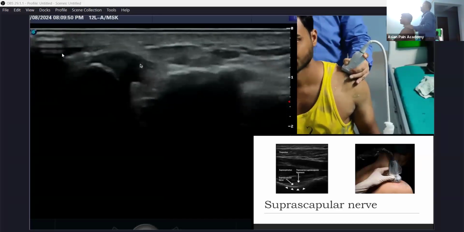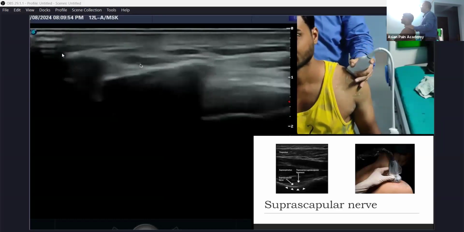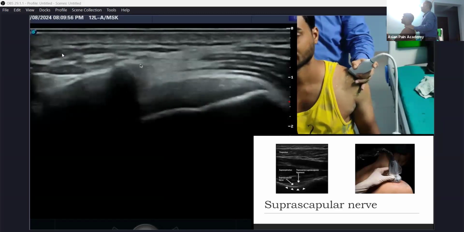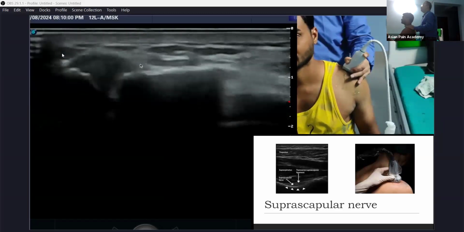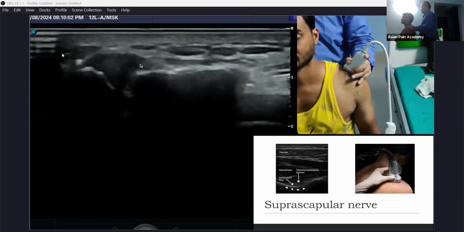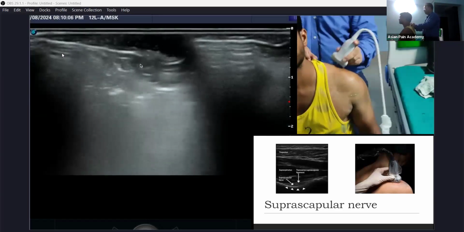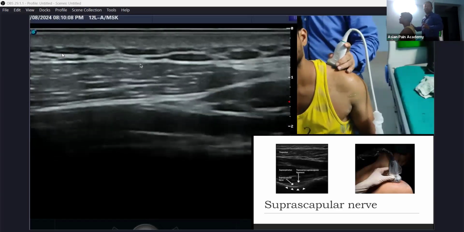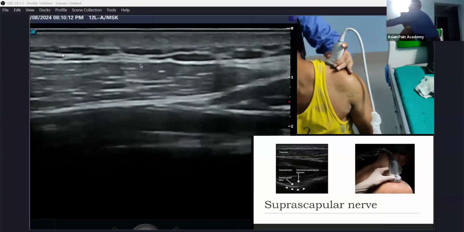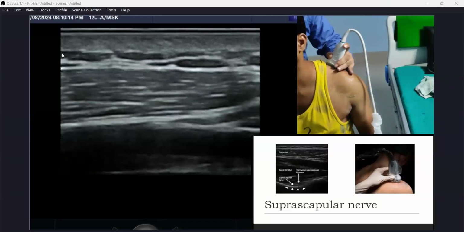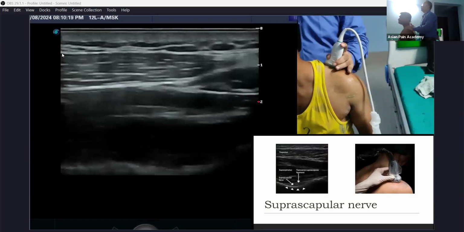How will you understand which one is acromion and which one is clavicle? As soon as I go to the right side, I can see that below the acromion is the supraspinatus tendon. So this is the acromioclavicular joint. I think you have understood? Everyone has seen the acromioclavicular joint clearly? Yes, sir. Okay.